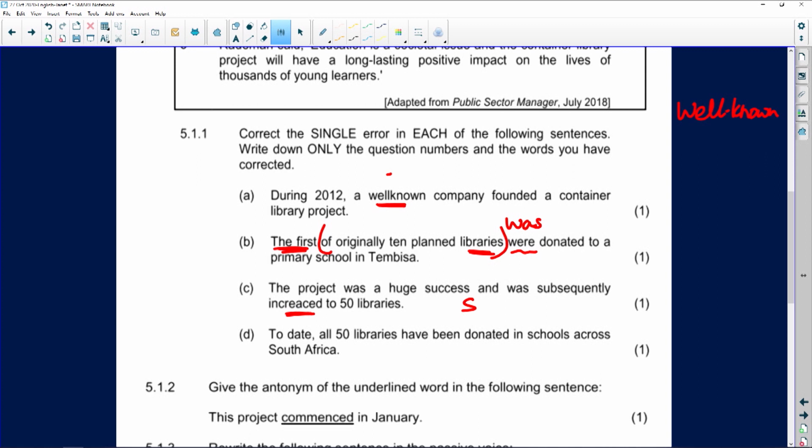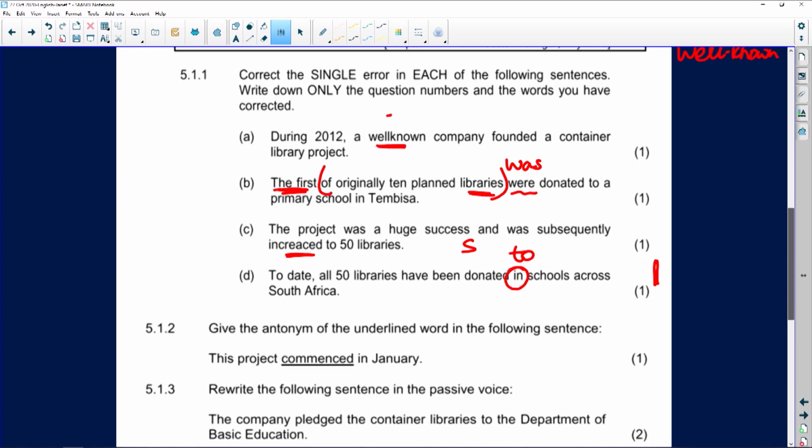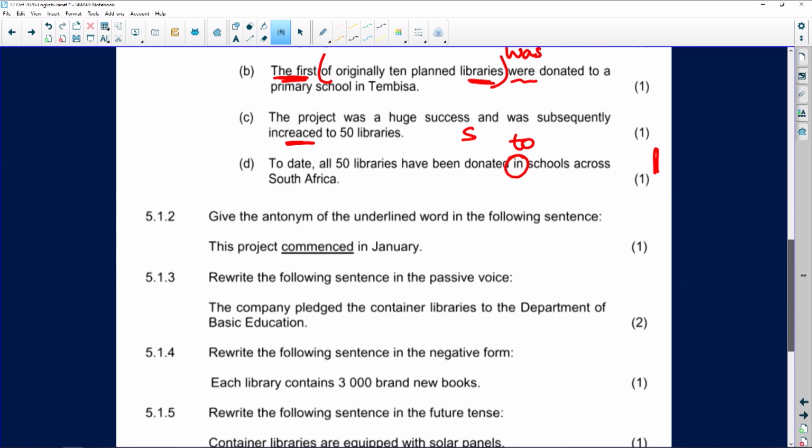What are the errors? Or the error? This is a preposition. All 50 libraries have been donated to schools. Right, so some languages use prepositions, some languages don't. For people who don't use prepositions, prepositions can be quite tricky.